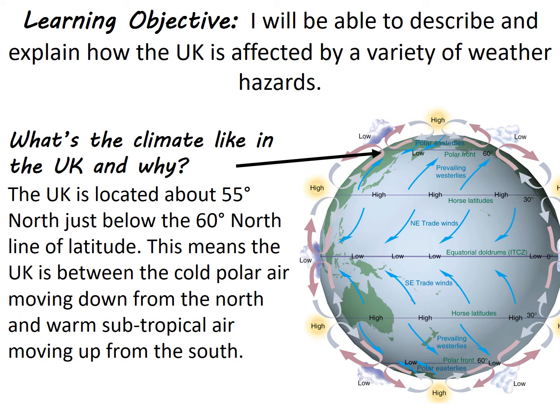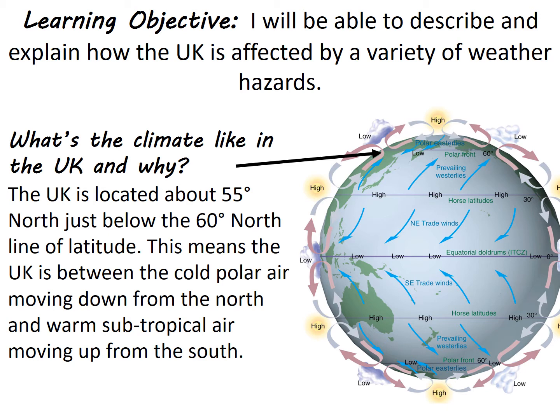Okay, so just as a reminder about what the UK's climate is like, remember we are located just beneath the 60-degree line of latitude, which means that we get both cold weather coming down from the North Pole, and we get warmer weather coming up from the Ferrel cell in the middle, and we get warm subtropical air moving up from the south.